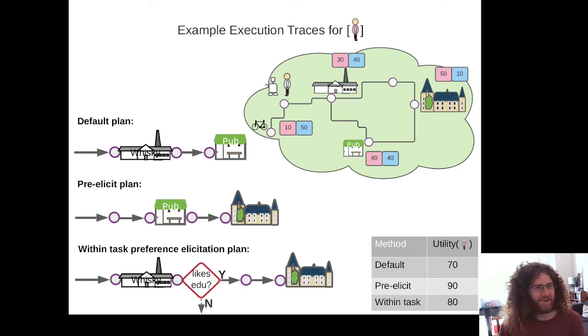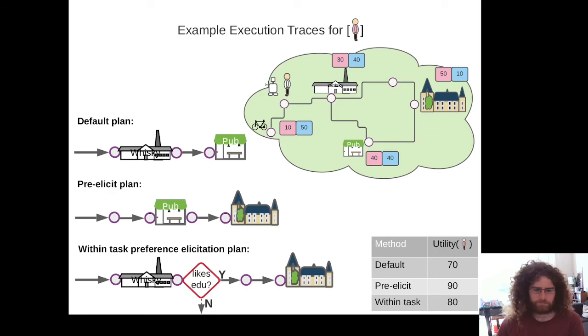And then in our case, it might choose to go to the whiskey distillery and elicit whether they like educational activities from that, and if they do, then go on to the chateau. Okay, and there's a summary table showing essentially what you'd expect. The default is the weakest, the least specialised for the pink jumper. The pre-elicit is the most specialised, has the highest utility, and our approach is in between.